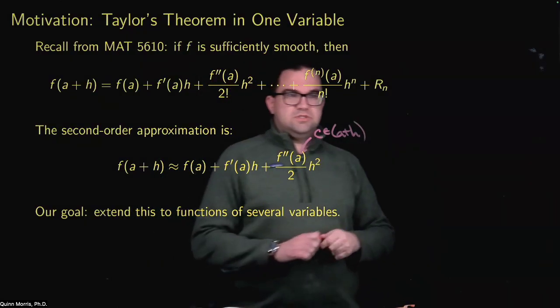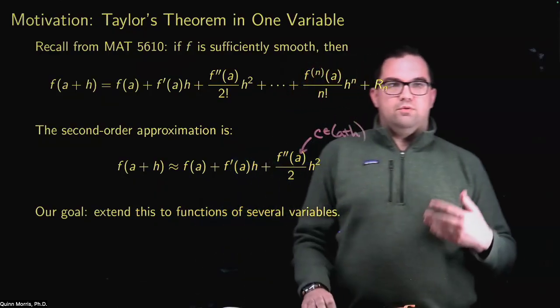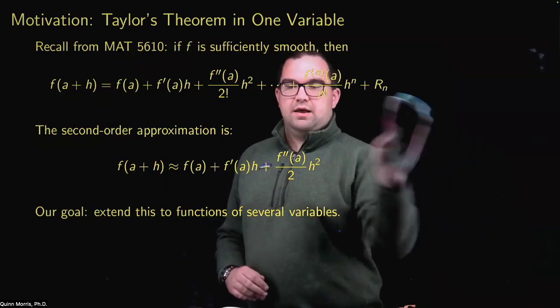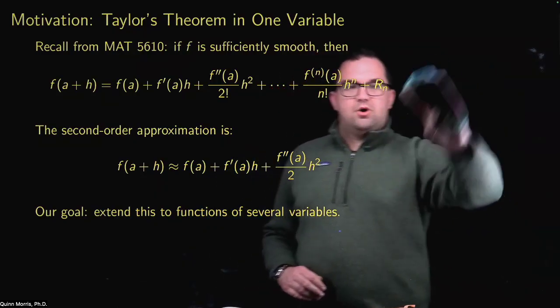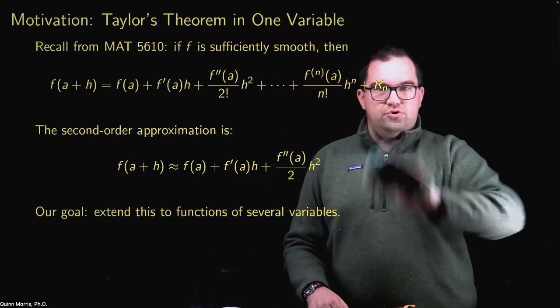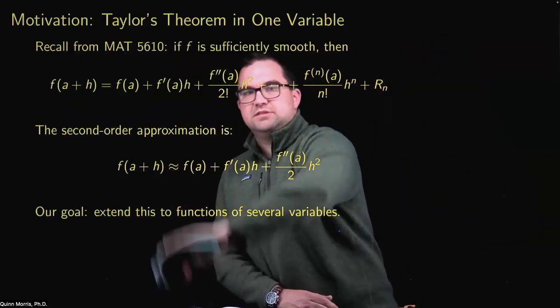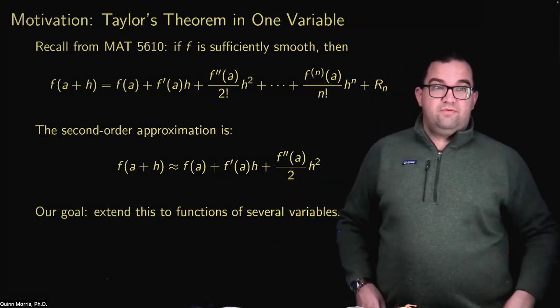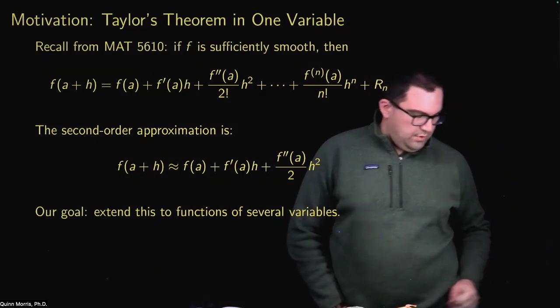So right now we're just recalling different forms of Taylor's theorem for a function of one variable and ways to express the error. Our goal is going to be to duplicate something like this for the case of a scalar field, which is a function of multiple variables, more than one variable.